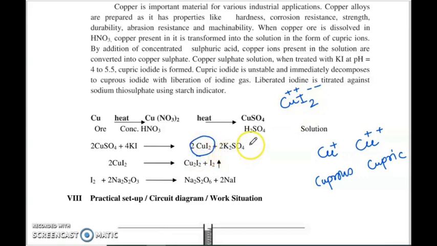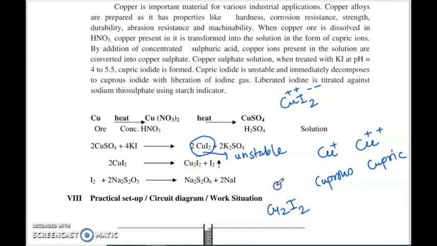And potassium sulfate is formed, K2SO4. But this product, cupric iodide, is unstable. It is converted into cuprous iodide, Cu2I2.